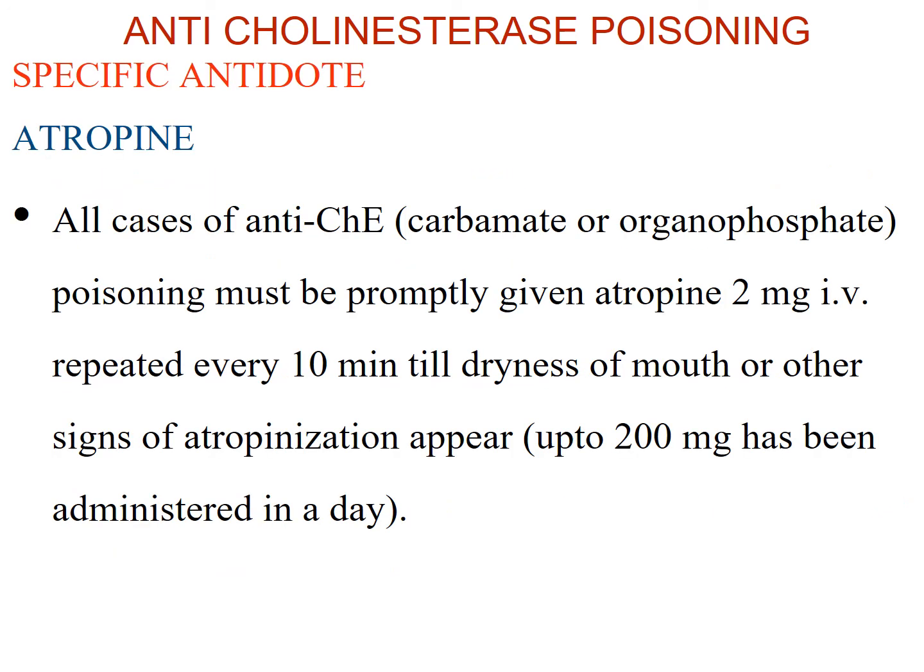Now the specific antidote like atropine. All the cases of anticholinesterase poisoning, either carbamate or organophosphate, must be promptly given atropine in the dose of 2 milligrams intravenously and it should be repeated every 10 minutes till the signs of atropinization are seen like dryness of mouth or mydriasis or hyperthermia, and a maximum of up to 200 milligrams can be given in a day.